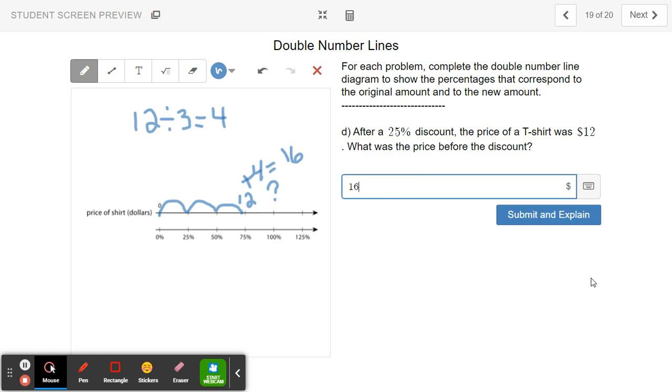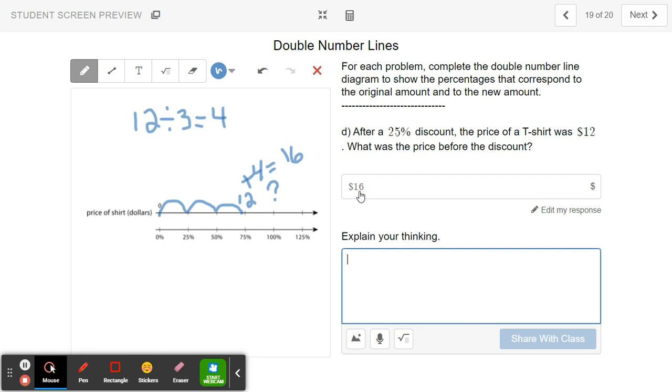And I do not like how they are putting the dollar amount behind, because the way we mark dollars is in the front. Okay, so I would put that, even though it would probably mark it wrong in the Desmos. So again, I'm going to explain what I did.